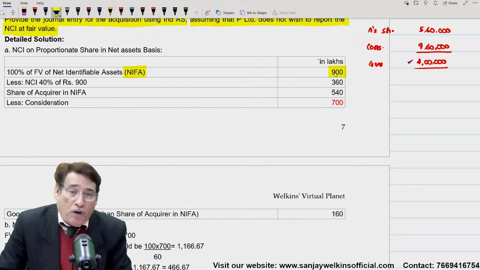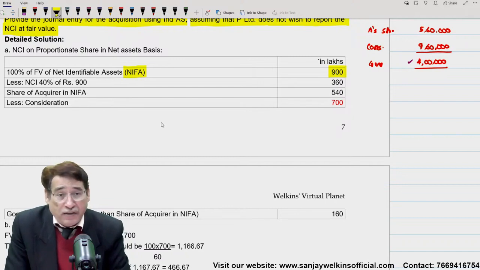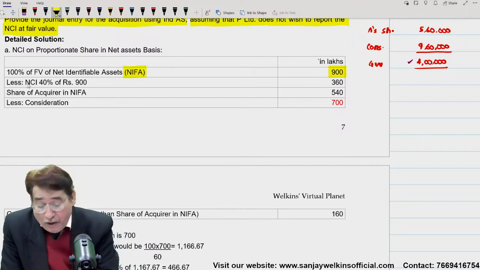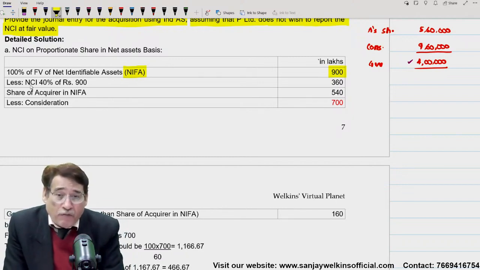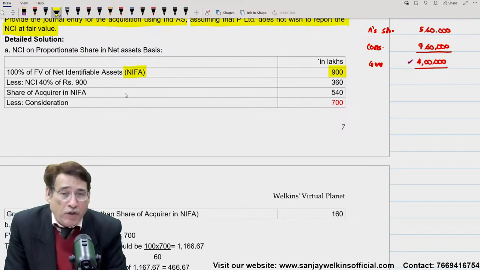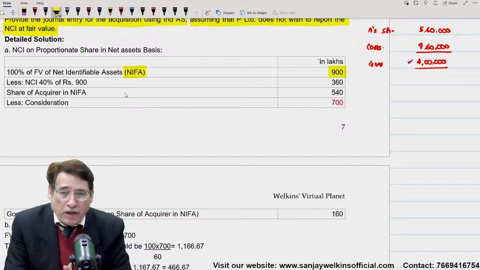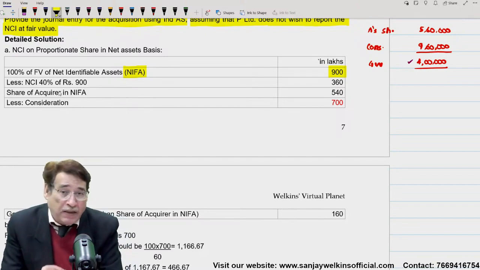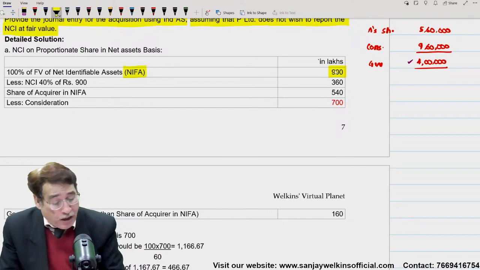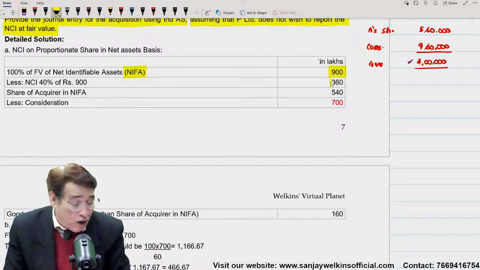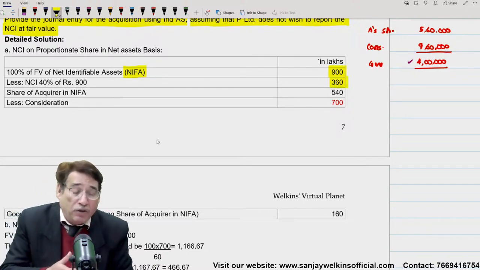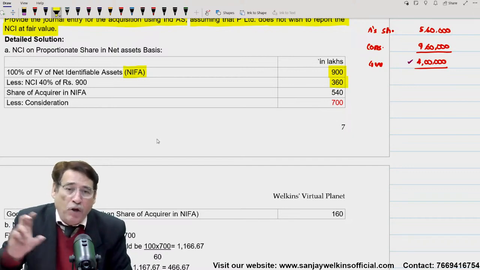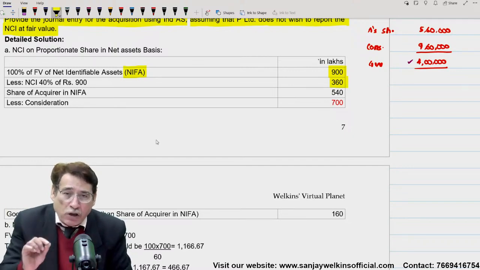So on the date of acquisition, net identifiable asset is 900 lakhs. Correct? Further, in this case, we have to compute NCI on proportionate share of net assets basis. Because 60% stake has been held by the parent entity, quite obviously, NCI share will be 40%. You take 40% of 900. So out of 900, we may say 360 worth of net asset belong to NCI. This is also the value of NCI on the date of acquisition.